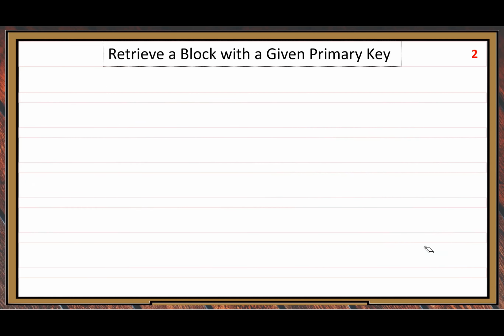Next, let's look at the details. Retrieve a block with a given primary key. If we have the primary key, here we need to avoid confusion on this primary key. What's the meaning of primary key in this context?